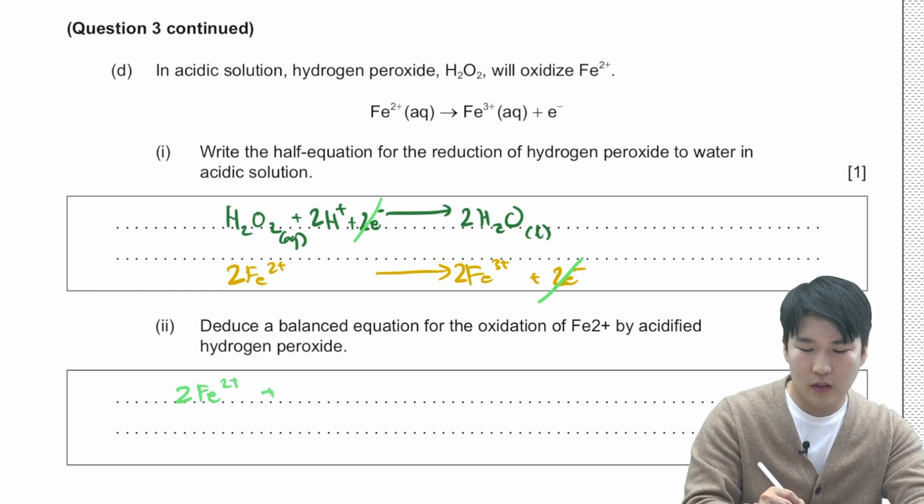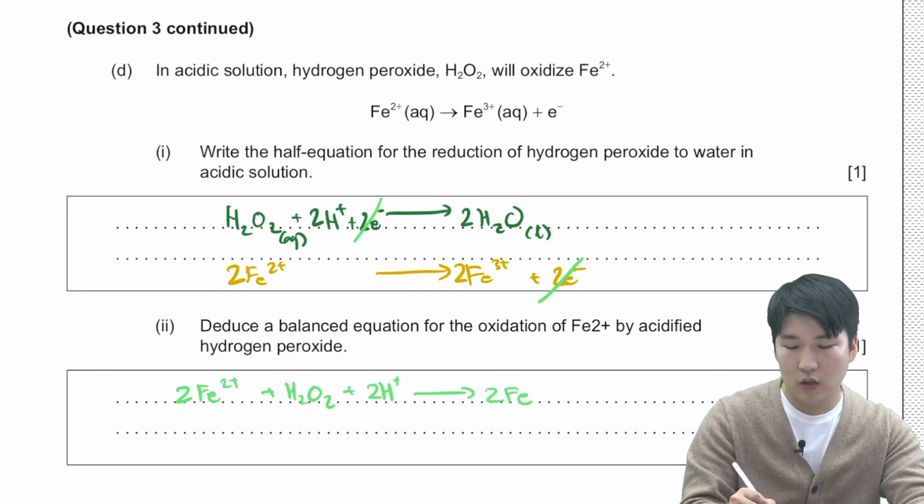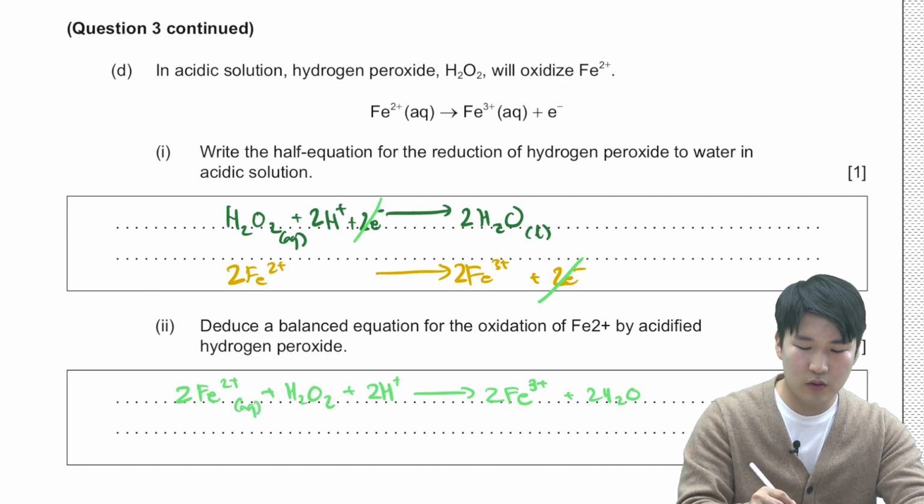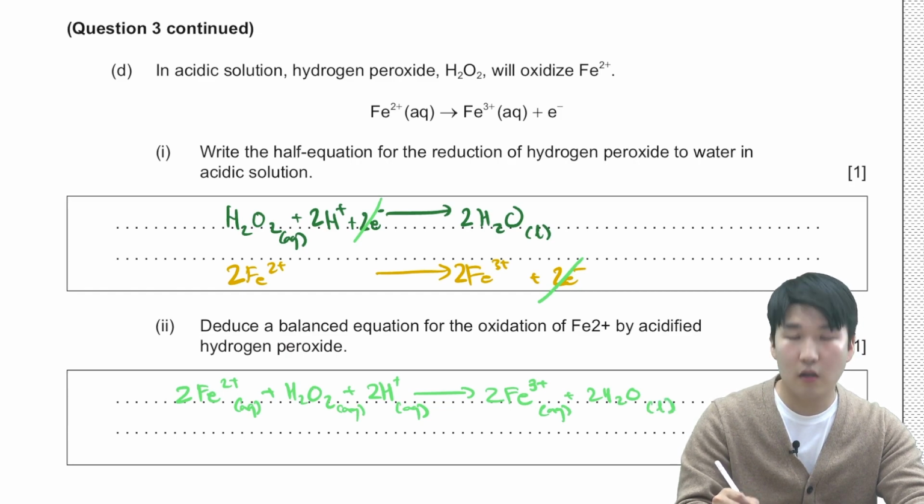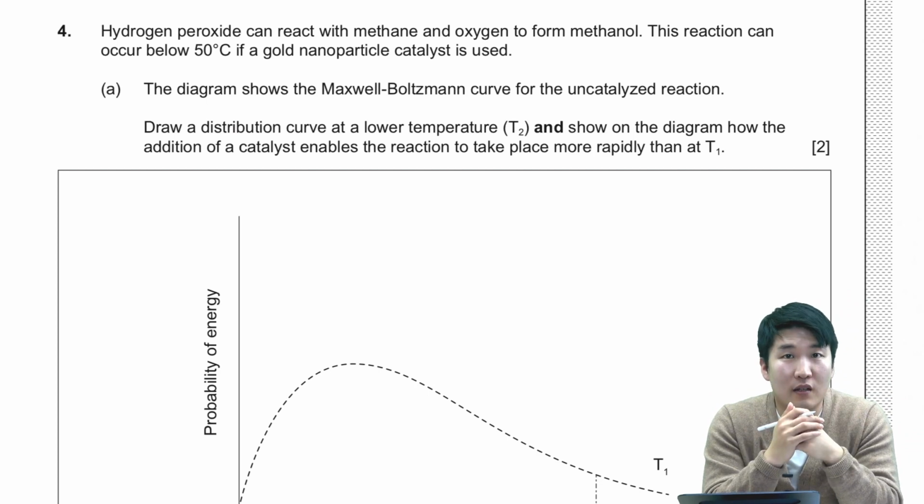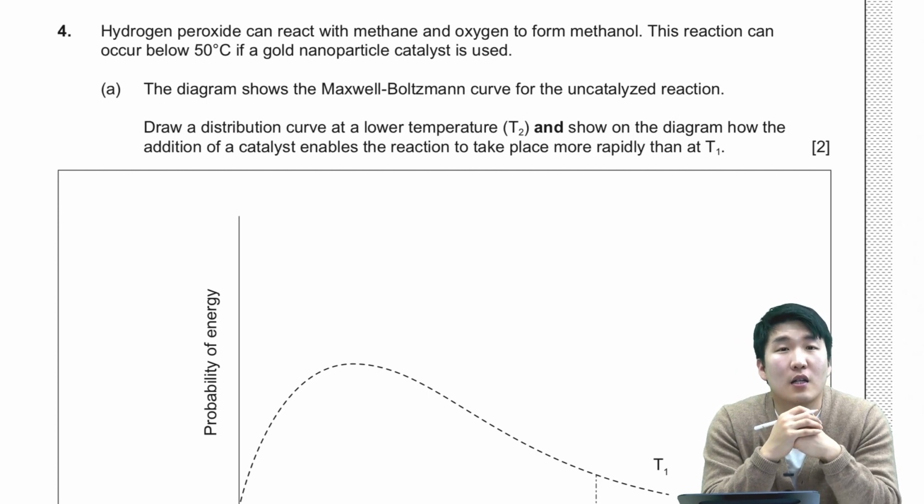2Fe2+ and hydrogen peroxide in acidic environment will turn into oxidized iron and water. Add the state symbols, and we will have the following: hydrogen peroxide plus methane and oxygen will give methanol. The reaction can occur below 50 degrees Celsius if gold nanoparticle catalyst is used.